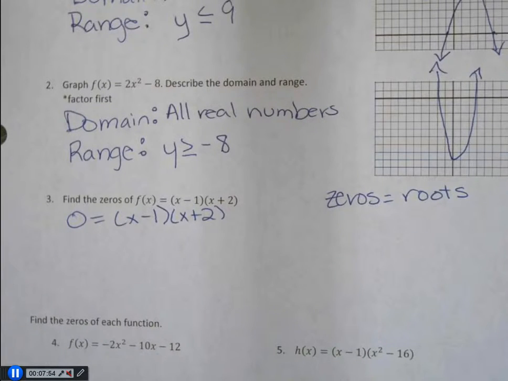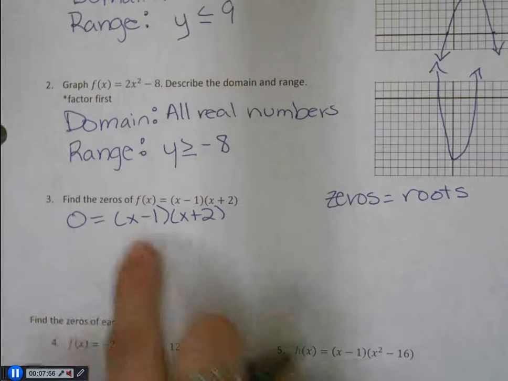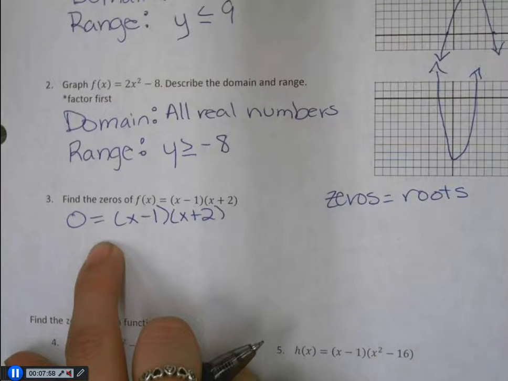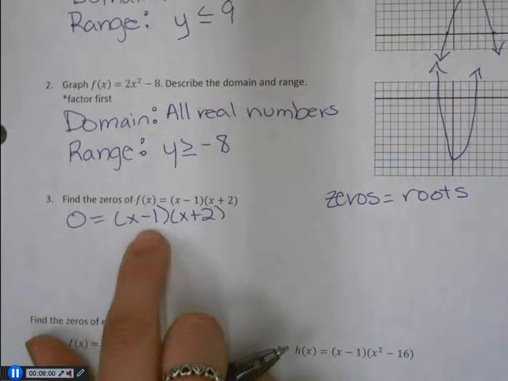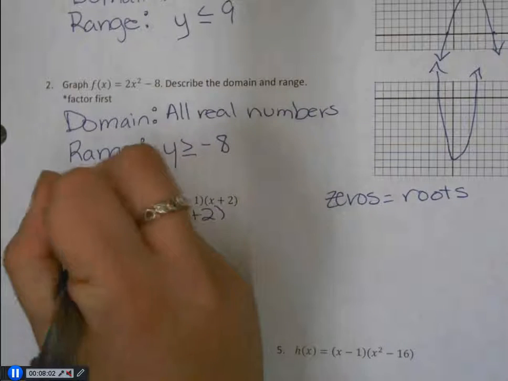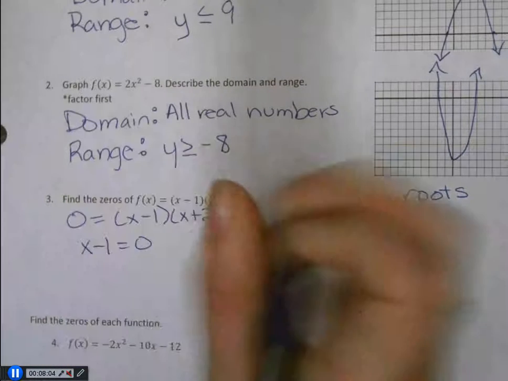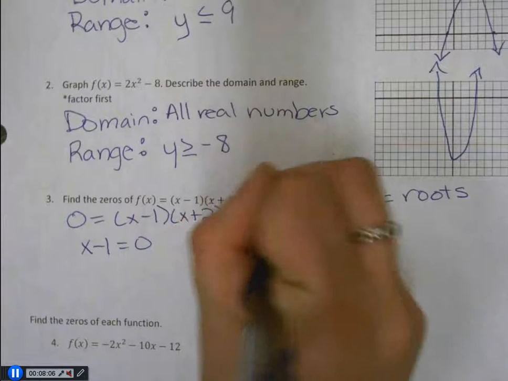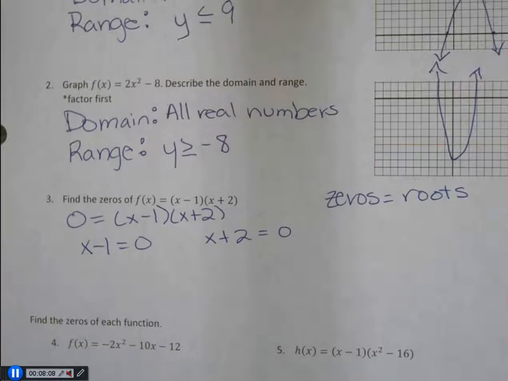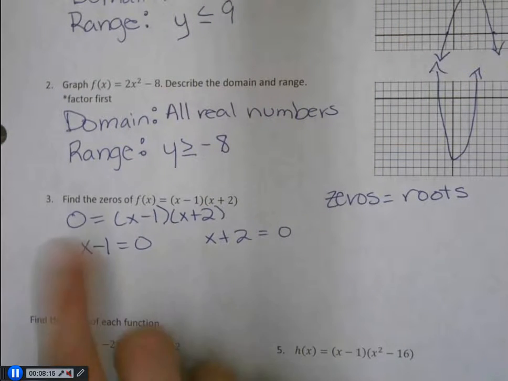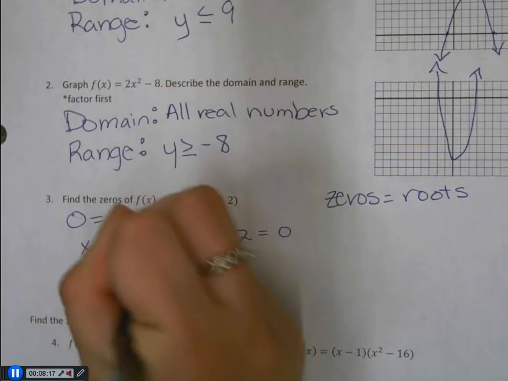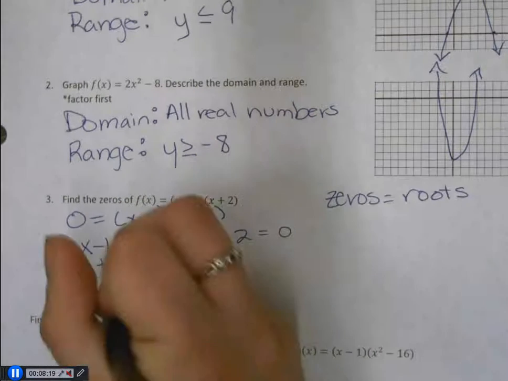So remember, to solve something that is factored like this that equals 0, that's called the zero product property. I take each piece that's inside the parentheses and I set them individually equal to 0. So I have x minus 1 equals 0, and then x plus 2 equals 0. And then I solve them. So for the first equation, I want to add 1 to both sides, and I get x equals 1.